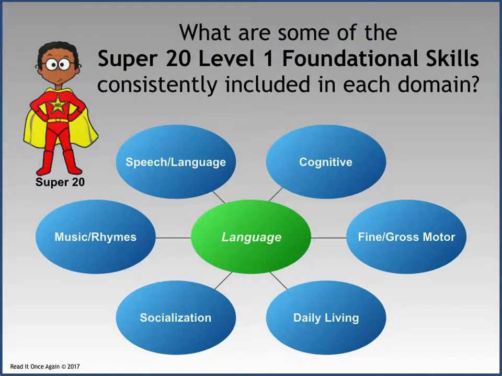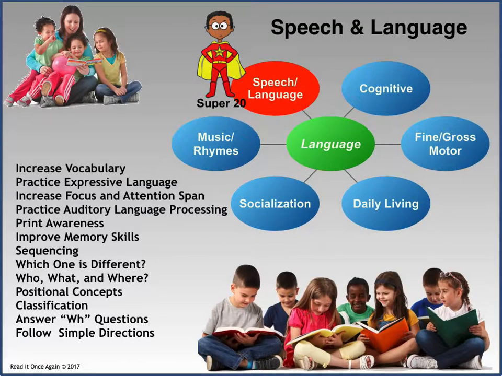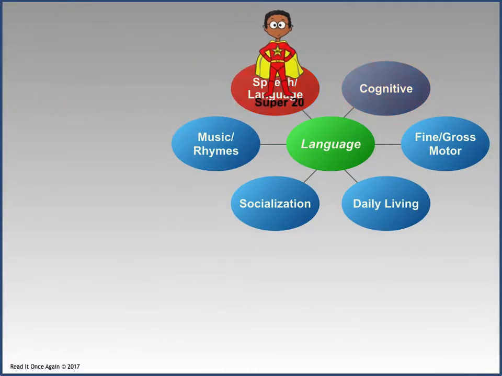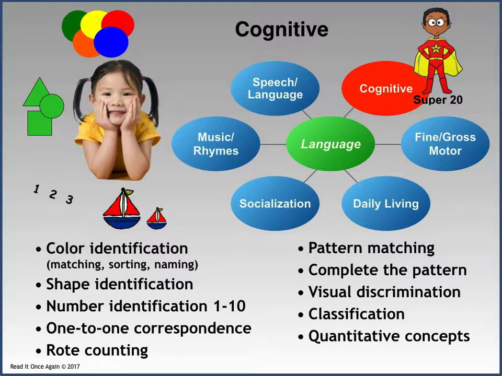What are some of the Super 20 Level 1 foundational skills consistently included in each domain? Speech and language. These goals are practiced with activities to support them in every speech and language section of all Level 1 units. Cognitive. These goals, which cover colors, numbers, and shapes, along with all the other skills, will have language goals written into the lesson plans. Read It Once Again is purposely designed to have all domains overlap with language consistently present in each domain.